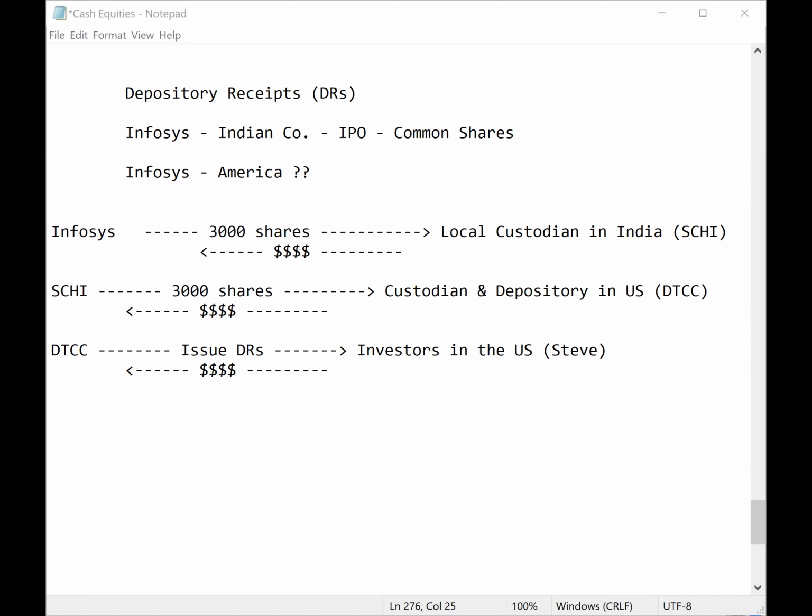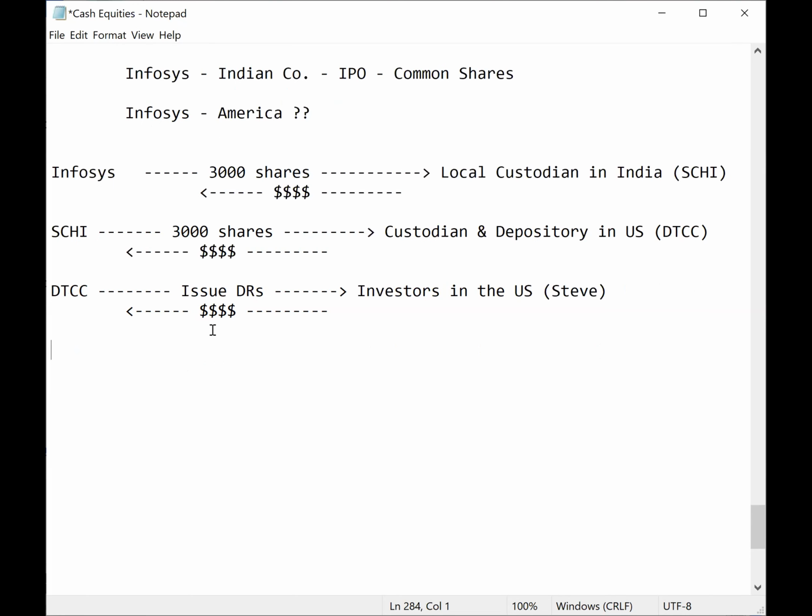And how many DRs will be issued against these 3,000 shares? See guys, there will be a particular ratio. For example, it could be 1:1, it could be 2:1, it could be 5, anything. It could be 3 shares to 1 ADR. It could be 2 shares, or 1 share equal to 1 ADR. It could be 5 shares, 10 shares, any ratio could be there.